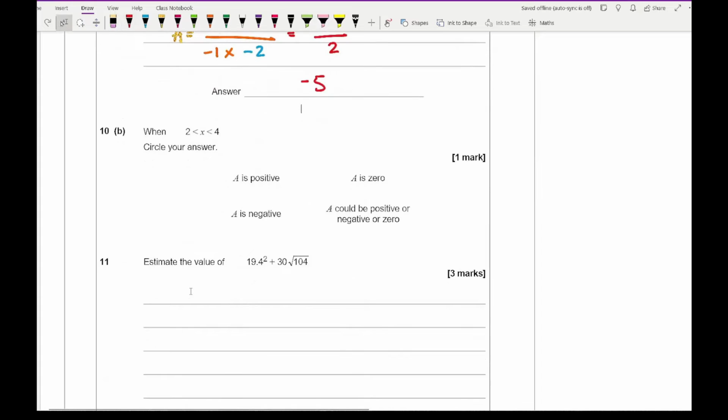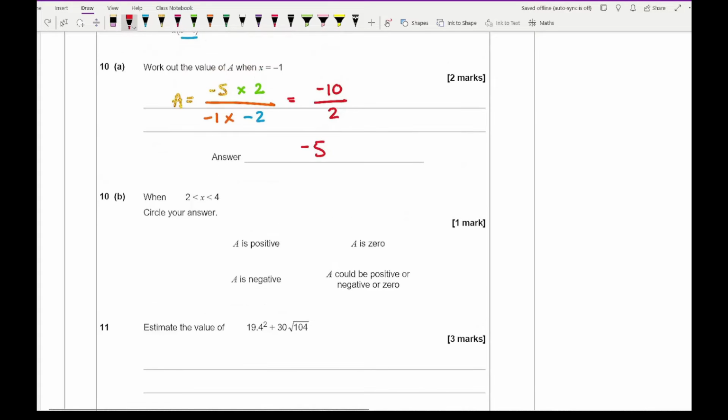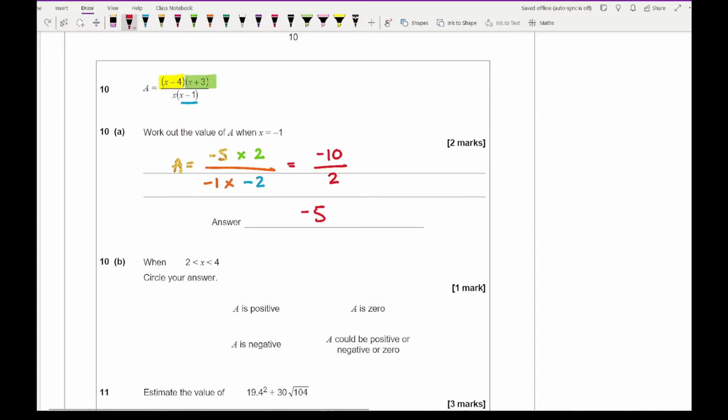For question 10b, it then says when x is between 2 and 4, circle your answer. If I substitute a number into each of these, that first bracket, the one in yellow, is always going to be negative because the number I'm going to be using for x is less than 4. If I'm then substituting a number into x, the green bracket is always going to be positive because x is going to be a positive number.